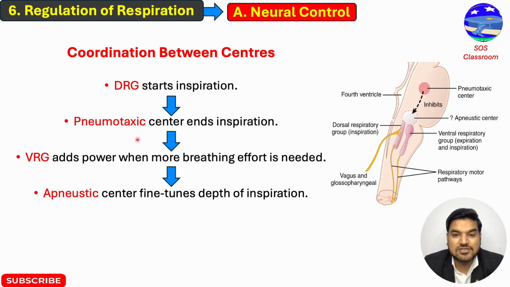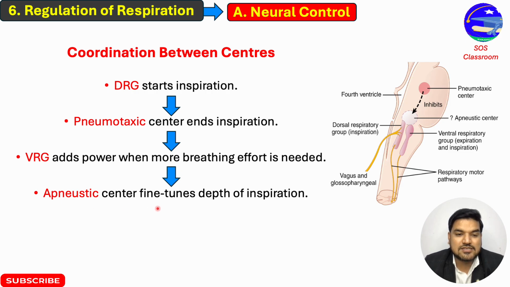And in the case of an extra requirement of oxygen during exercise, the VRG, the ventral respiratory group, adds extra respirations or more breathing effort when it is needed. During exercise or stress conditions, extra oxygen is required to meet the body's requirements. In that case, the VRG activates and provides extra force during inspiration and expiration. That's why the VRG is involved in both processes, inspiration and expiration.